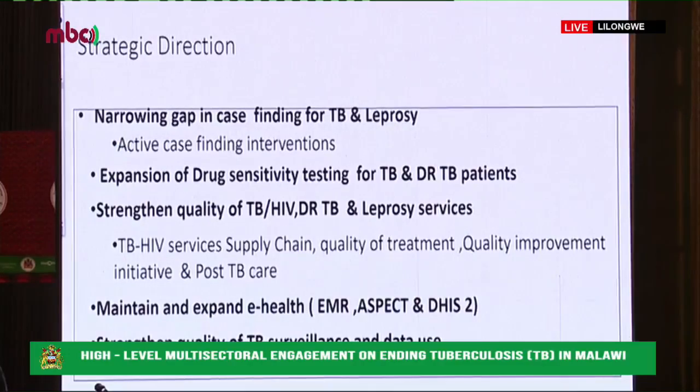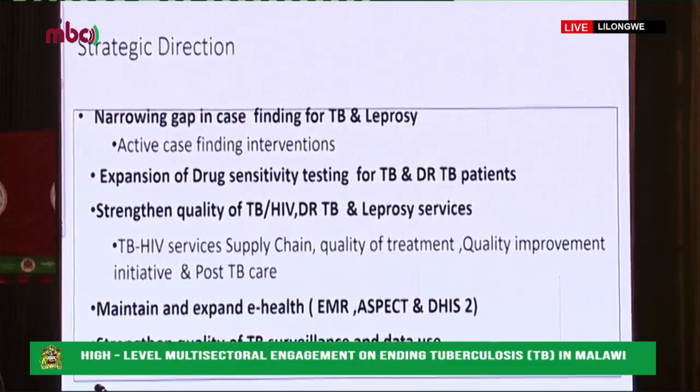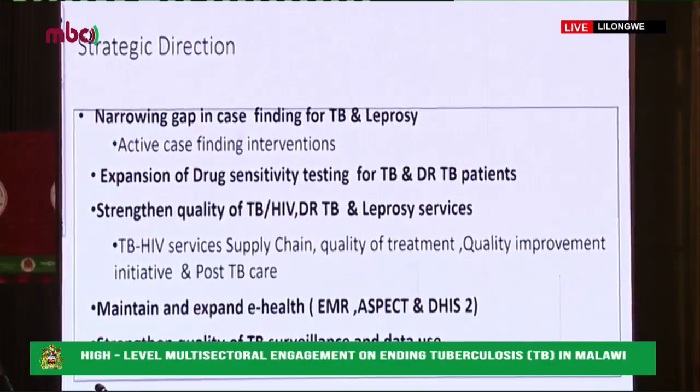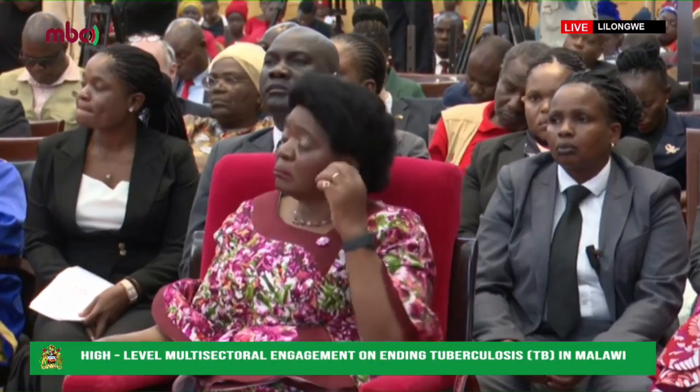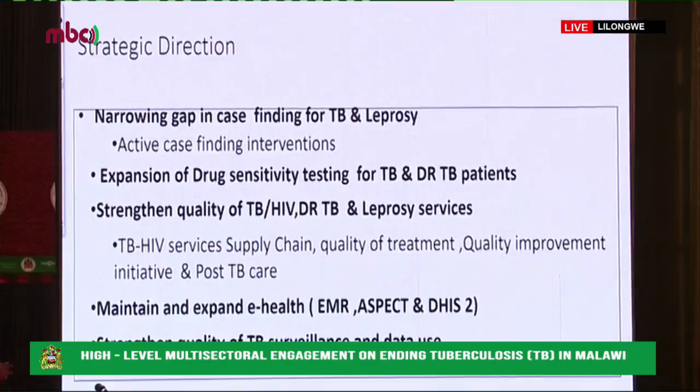Where do we want to go? So in summary, Your Excellency, active case finding, going to the communities to identify suspects and test them, is the cornerstone of the program, and we intend to expand testing for TB and for drug-resistant TB. We want to expand those services.